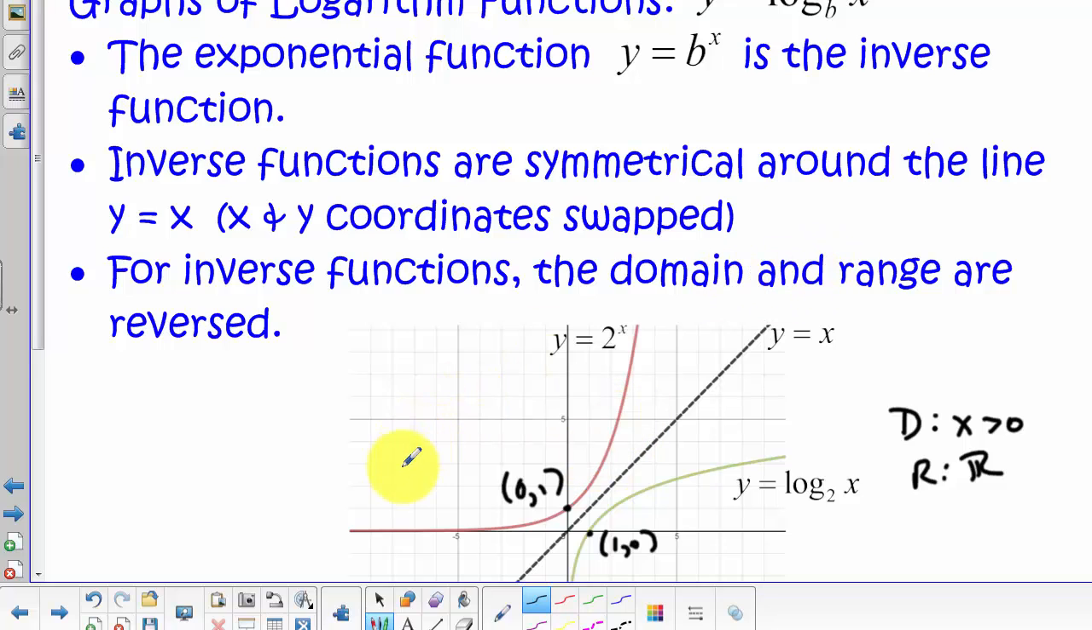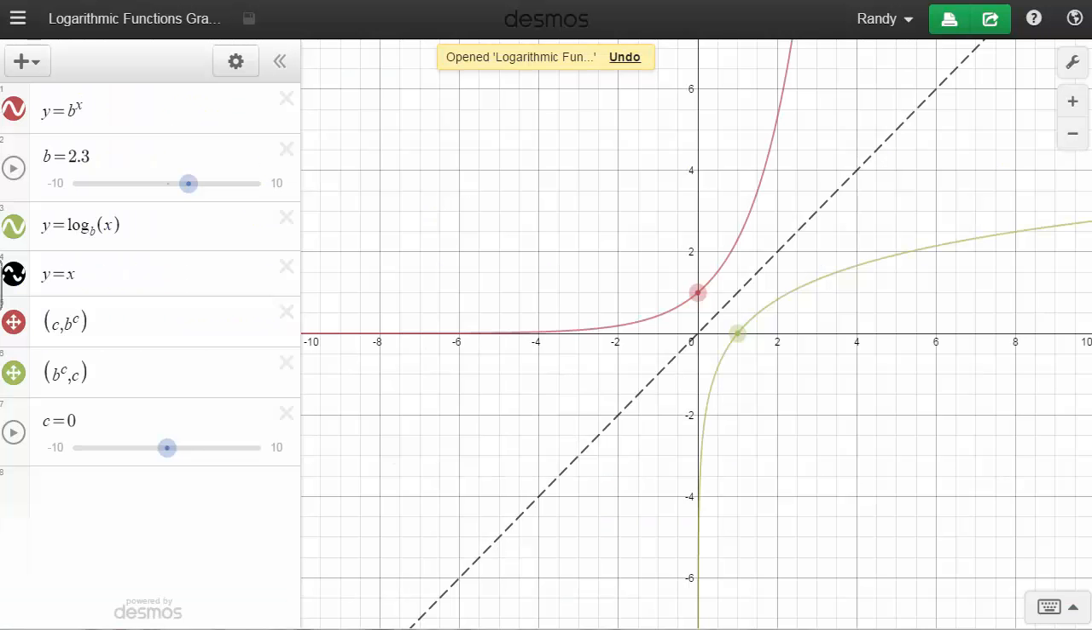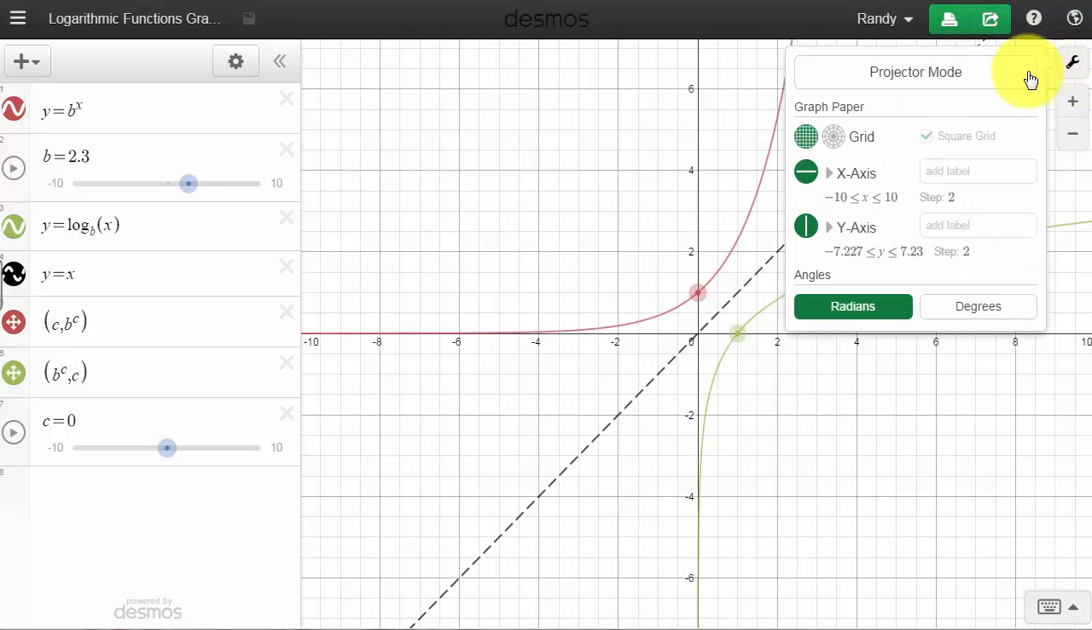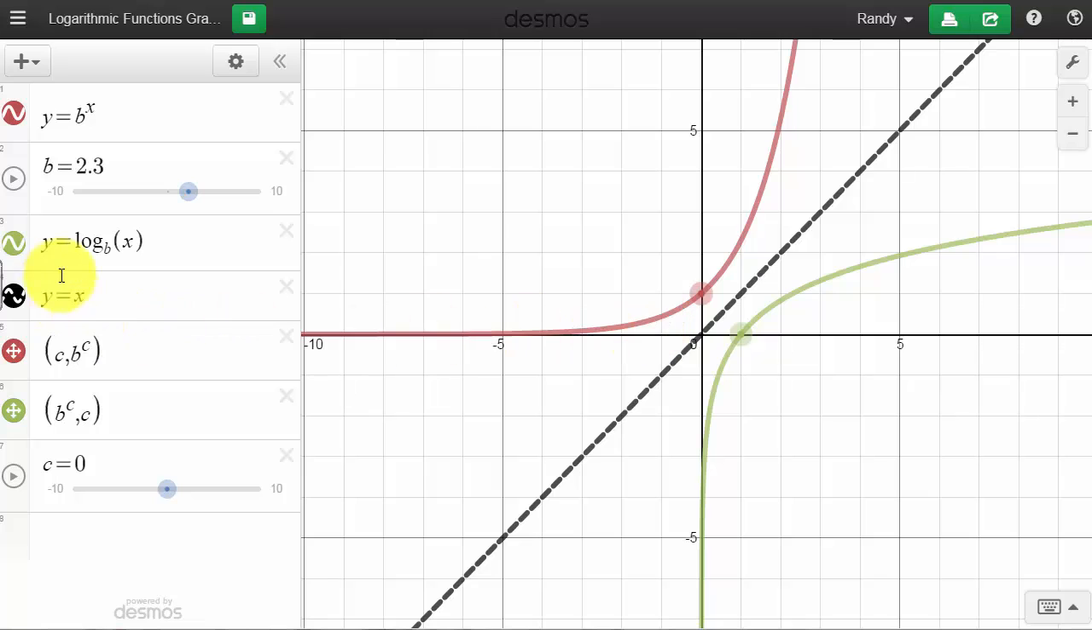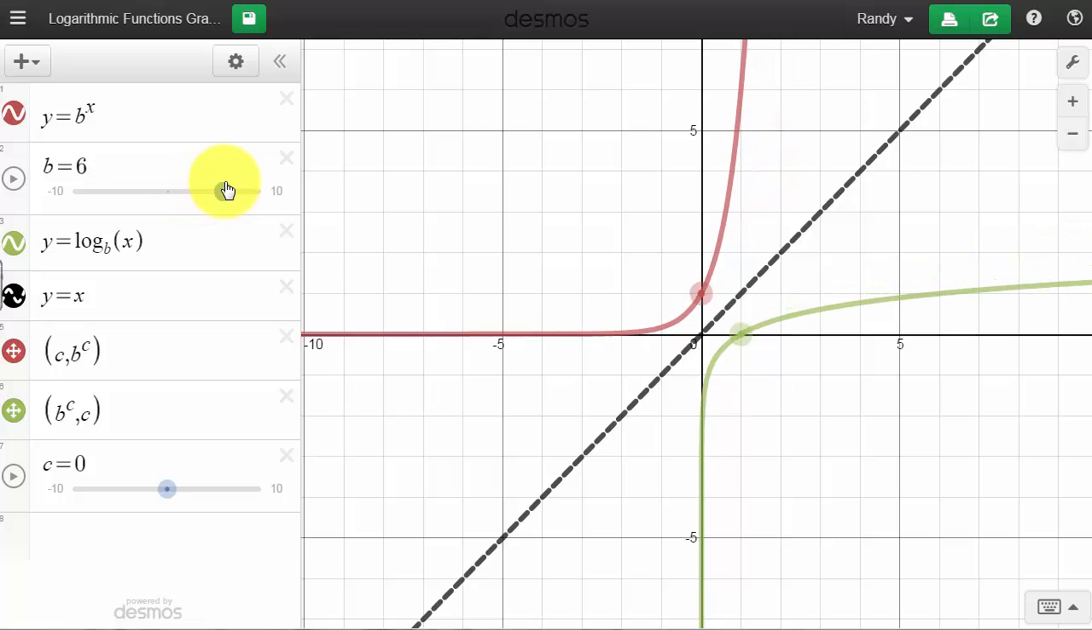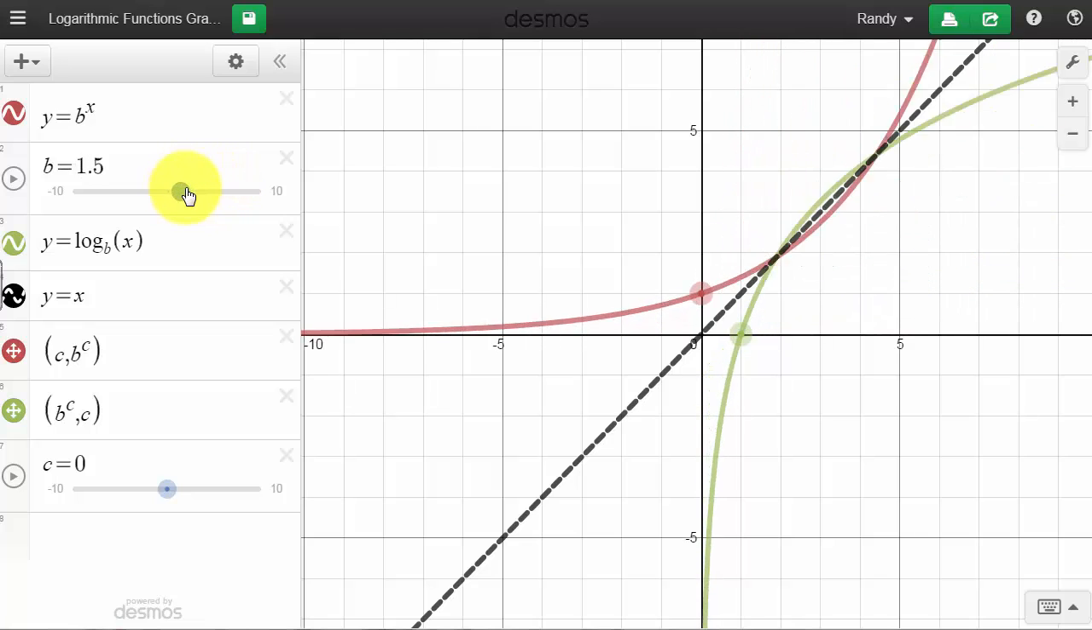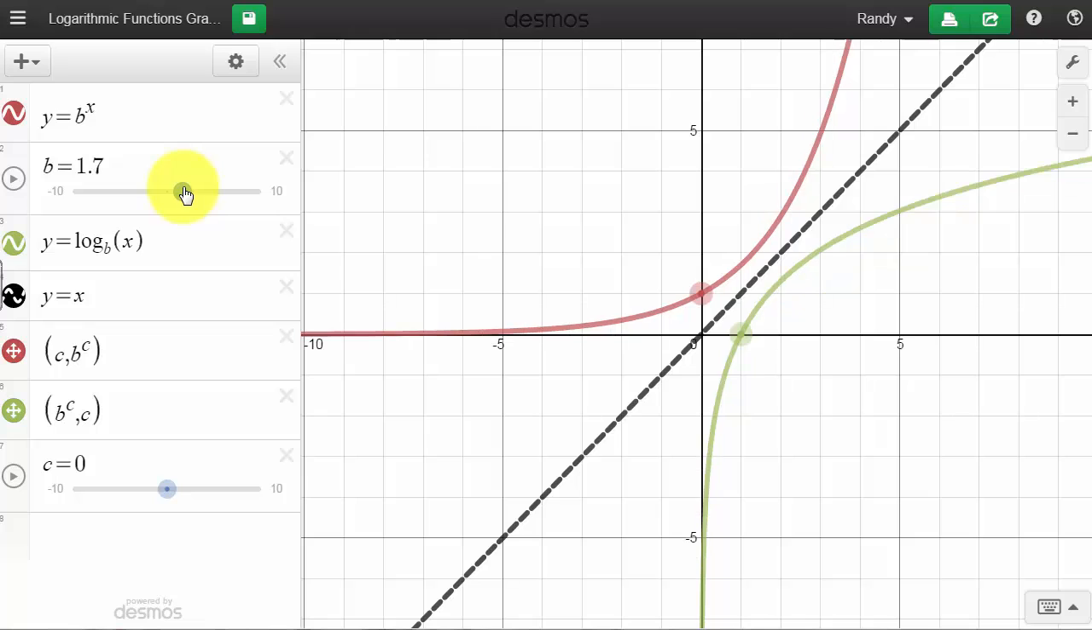So let's bring up a graph in Desmos and look at the graph. I have the same graph that we looked at before. In red is the exponential function, and in green is the log function. Let me darken these up so we can see it better. And we're going to change the base, and we can see that the exponential and log functions move together.